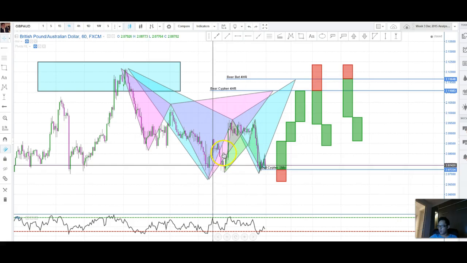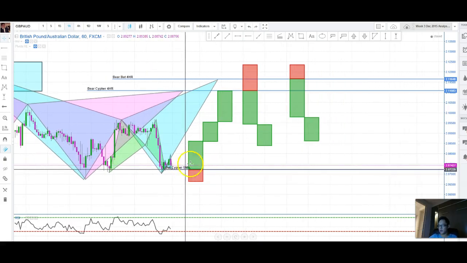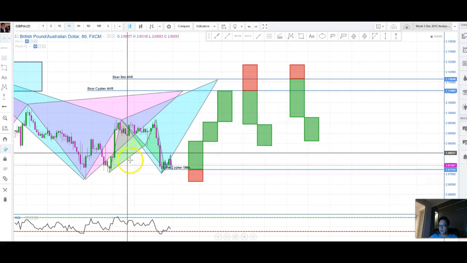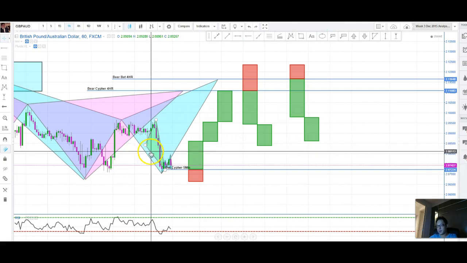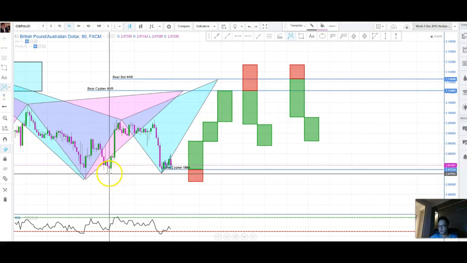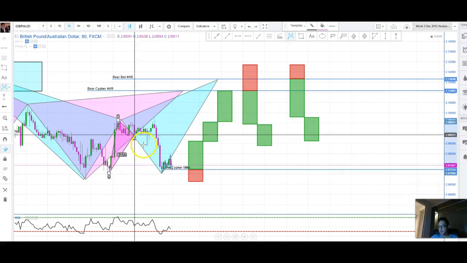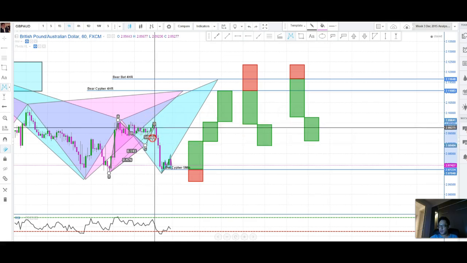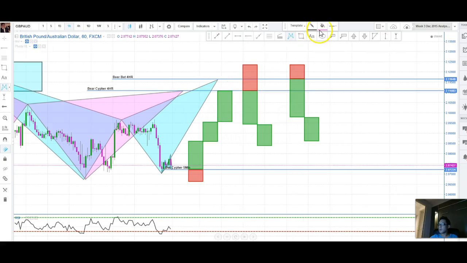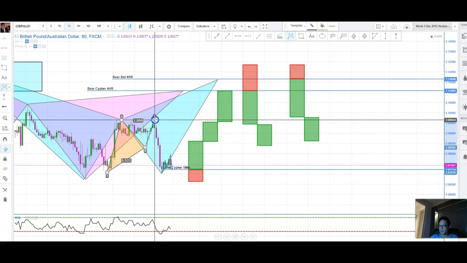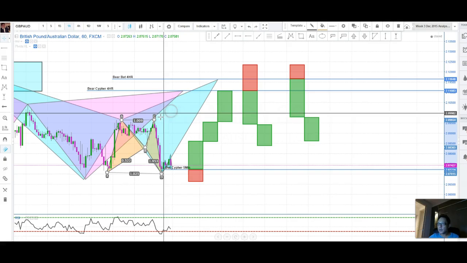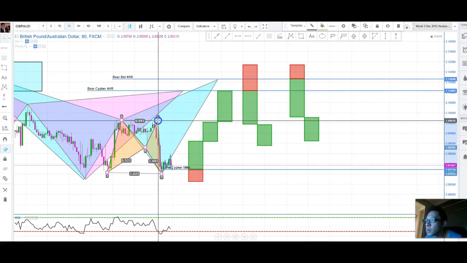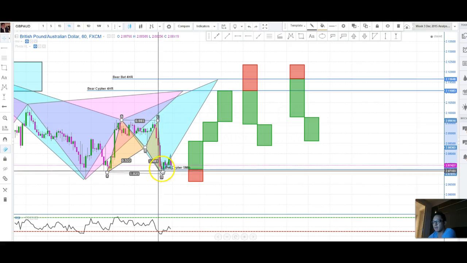So what I've done is I've noticed that there is a bat pattern on the 1 hour. So we've got an X, I'll draw it again for you so you can see it, without drawing the measurements because it takes a bit of time. So you've got X to A to B, and B to C, C to D. Now I've just drawn that a little bit wrong. There we go. So we've got a bat pattern that terminates at this level here.